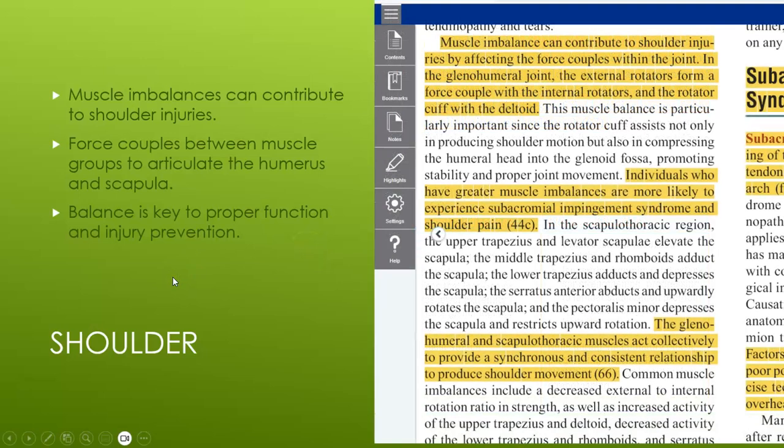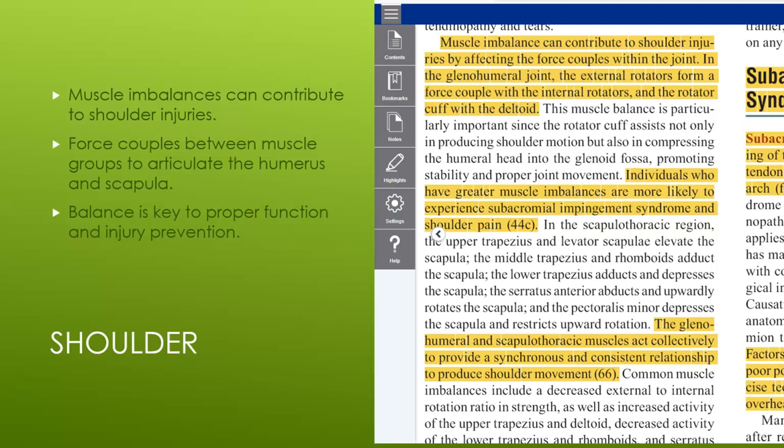There we go. So the muscle imbalances can contribute to shoulder injuries by affecting the force couples within the joint. In the GH joint, the external rotators form a force couple with the internal rotators, and the rotator cuff with the deltoid. If any of those are out of balance, that dysfunction can cause problems in the shoulder joint. Now, individuals who have greater muscle imbalances are more likely to experience subacromial impingement syndrome and shoulder pain.